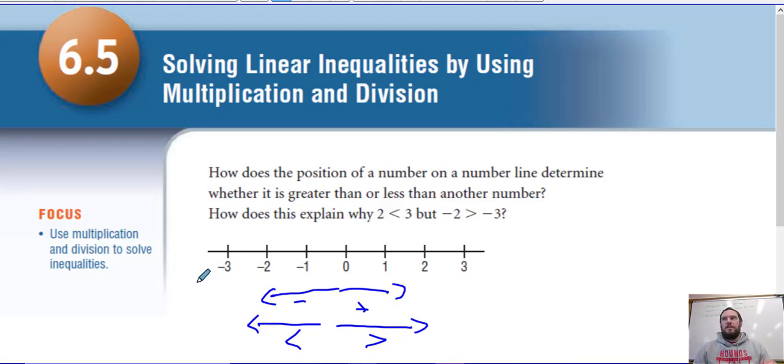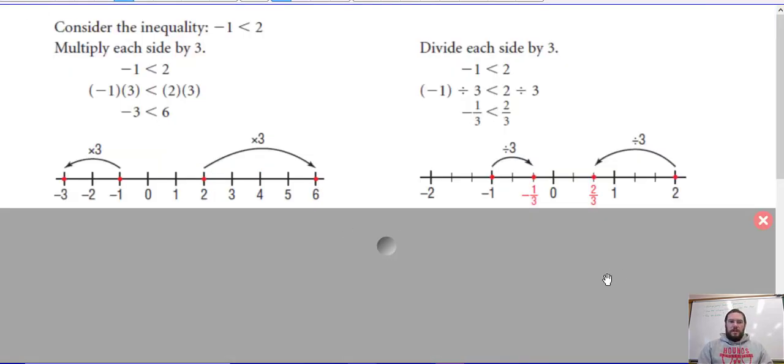So this is the big difference from the last video, when we were just adding and subtracting to solve these equations. Now that we're multiplying and dividing, if I multiply or divide by a negative number, I have to change my symbol to make sure that I'm going in the right direction. So consider this for a second.